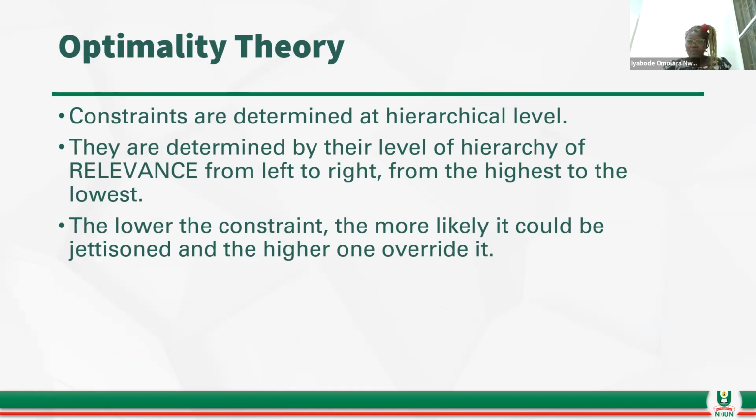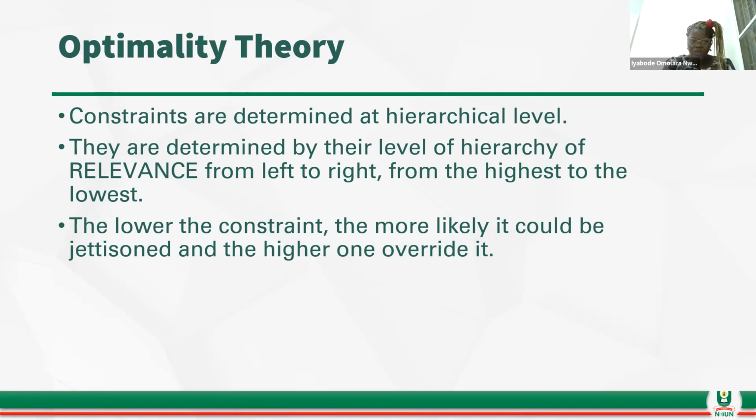Now, constraints are determined at a hierarchical level, by the level of hierarchy of relevance from left to right, from the highest to the lowest. So that is how the constraints apply. If you have an element being constrained, it will be applied based on which one will save the structure, just like we have in syntax, how we save the structure from what they call here fatality, from crashing. So the lower the constraint, the more likely it could be jettisoned, and the higher one overrides it. So if an element is constrained, and a particular sound is obstructing or causing a problem for the realization of a particular element, maybe in a syllable or in the sound itself, then it has to give way for something higher that could actually be more effective.